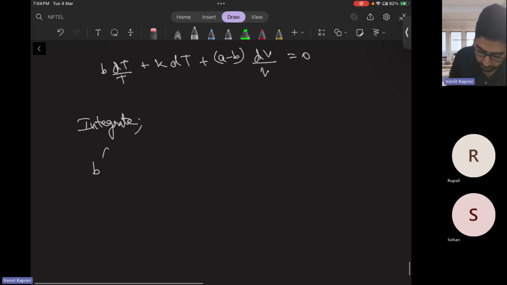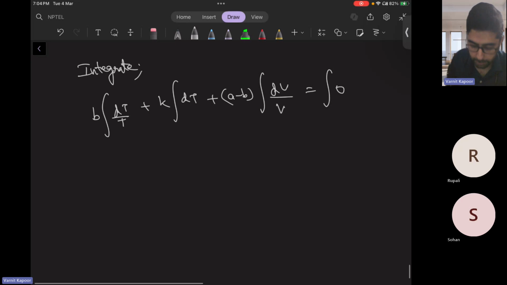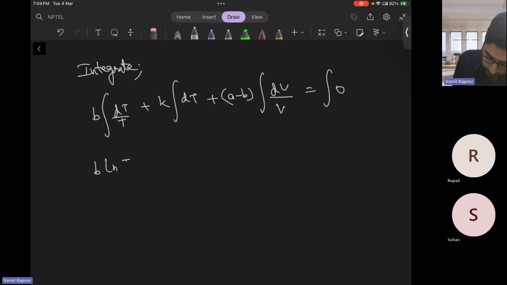So B is constant, given in the question. So it's dt by T. K is also constant, dt plus A minus B. A and B are both constants outside the integration, dV by V is equal to the integration of 0. The integration of dt by T is ln T, and the integration of dt is T only, so K times T. The integration of dV by V is ln of V, equal to a constant C.